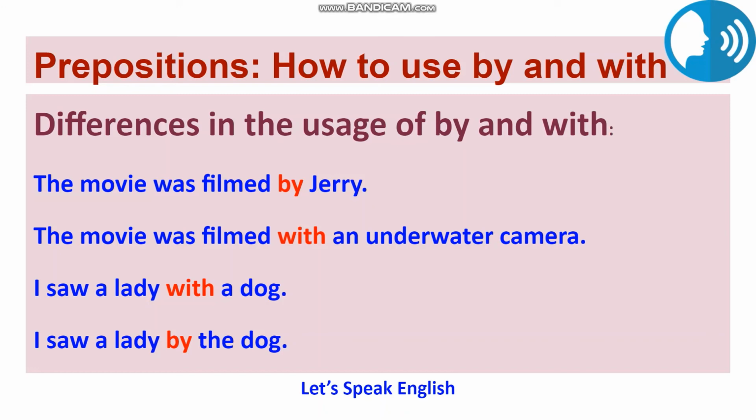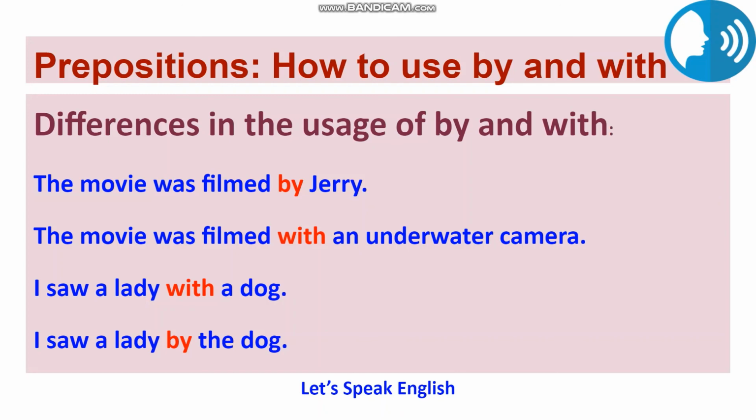So the difference here is, in the first sentence, it uses by to show who was doing the action, and that is Jerry. In the second sentence, it tells you what was used for filming, and that is the underwater camera.